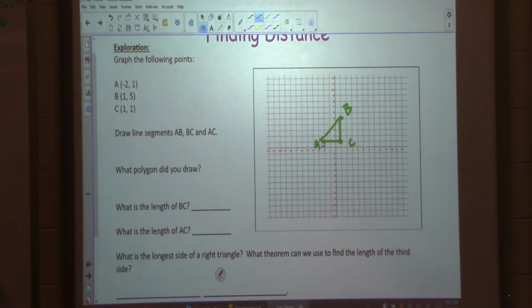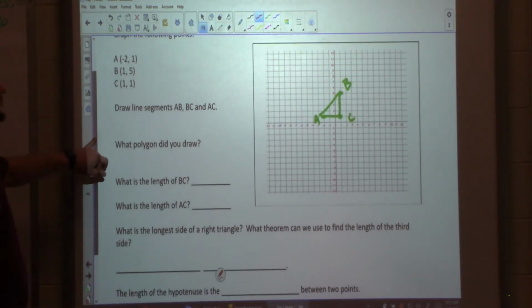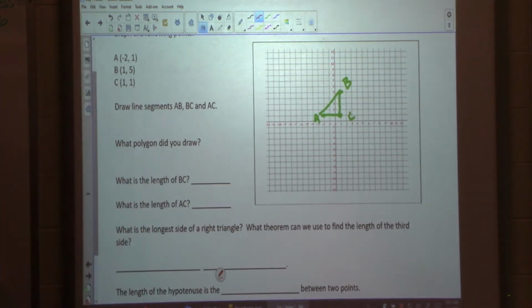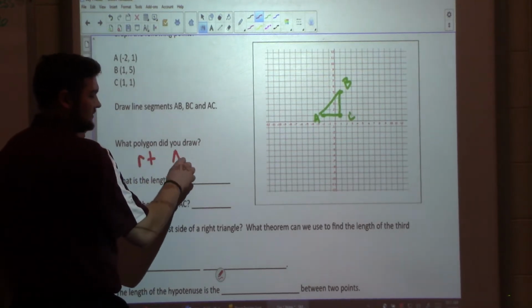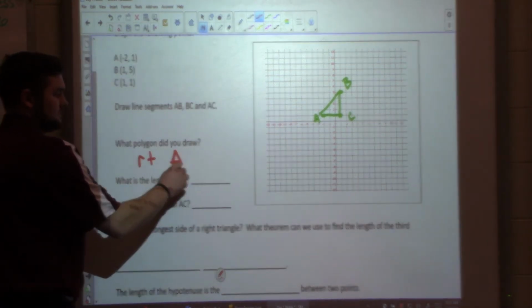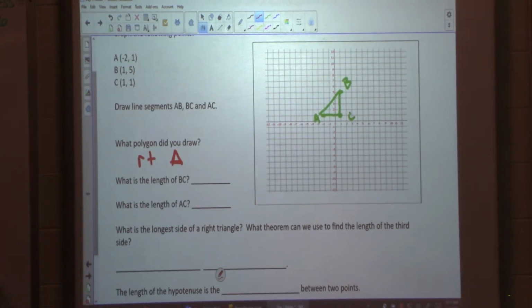Okay. So, everyone should have drawn their picture here. What type of shape is that? Not any type of triangle. I'd say right triangle. Very good. So, get your right triangle. Right triangle. Okay. What is the length of BC?